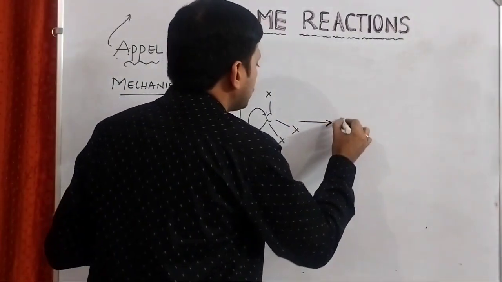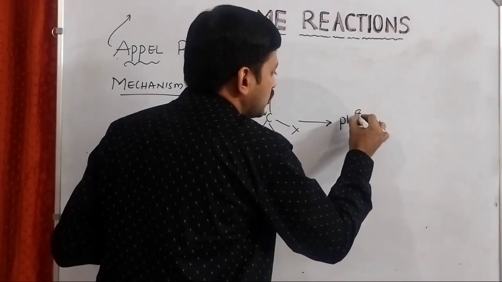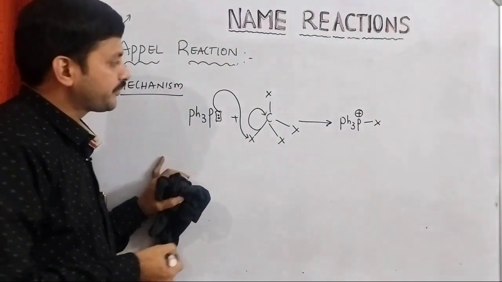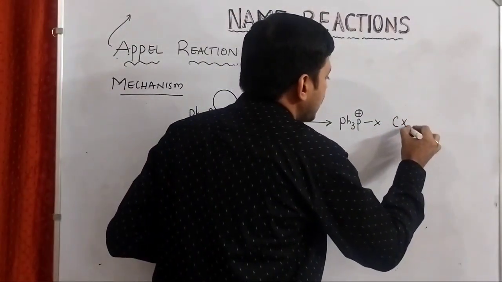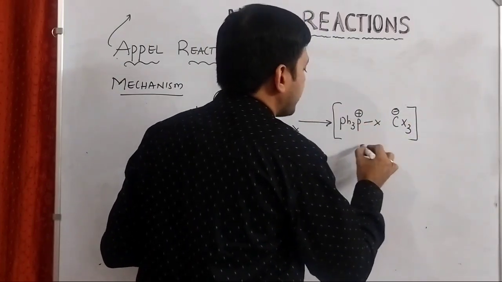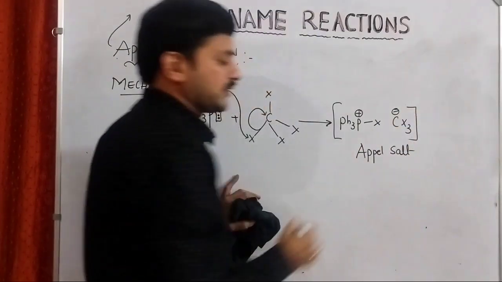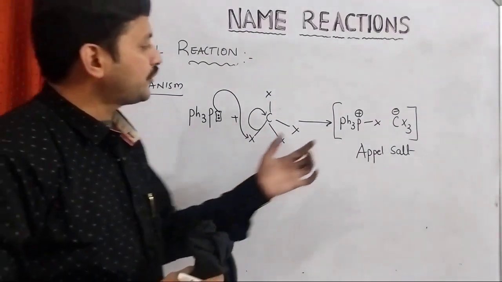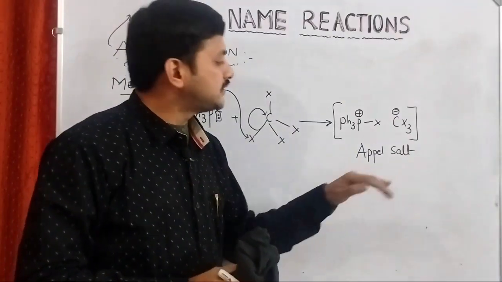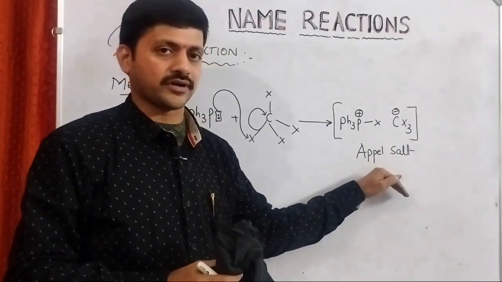Thereby we will come up with Ph3P connected to X, having donated its lone pair electrons. That's why it attains a positive charge. The carbon is having CX3, and this one will become minus, CX3 minus. This one is called the Appel salt. The combination of triphenylphosphine corresponding halide and CX3 minus. This is the intermediate which is produced during the formation of your final product.